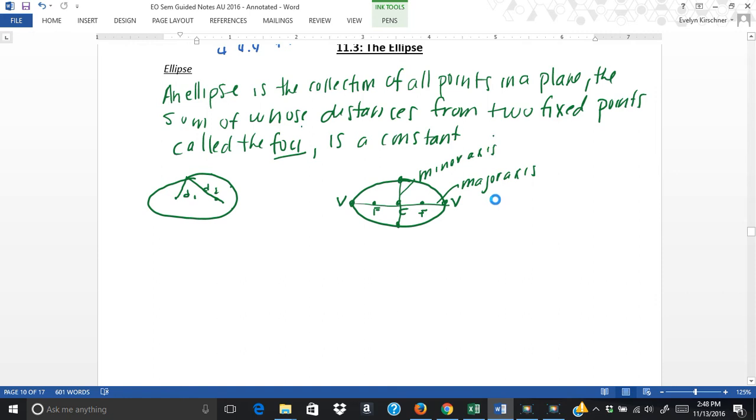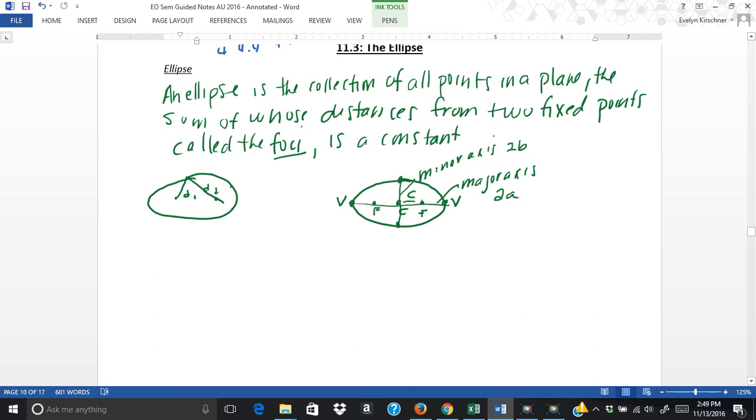And we say the distance of the major axis is 2a. It's a from the center to one vertex. And the distance of the minor axis is 2b. And the distance from the center to the focus here, that's c. So from focus to focus, it's 2c.